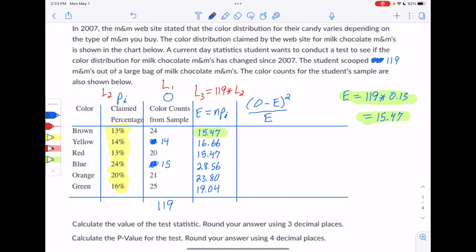So going back over there, we can fill that in, 119. So now we want to start doing our test statistic. So we can fill in the first one, the one for Brown, by doing the O minus E squared over E. So let's do that work over here on the side. Our O was 24 for the first row, minus the E, which is 15.47. We would square that and divide by E, which is 15.47. So let's go to the calculator and give that a quick try.